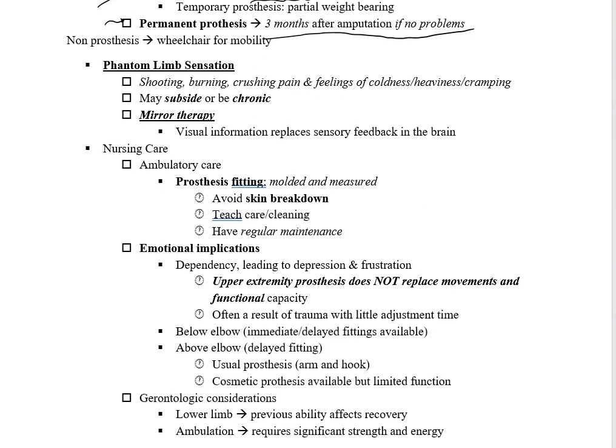There are also non-prosthetic options, which include the wheelchair and other things other than prosthetics. Now, the most important topic in this chapter is phantom limb sensation. It's the shooting, burning, crushing pain and the feeling of coldness, heaviness, cramping in the extremity that is no longer there. It may subside or it could be chronic. One of the best ways to reduce phantom limb sensation is mirror therapy. It gives the brain the idea that the leg is not there anymore, and it makes the brain adapt to the situation. So mirror therapy is one of the best ways to reduce phantom limb pain.